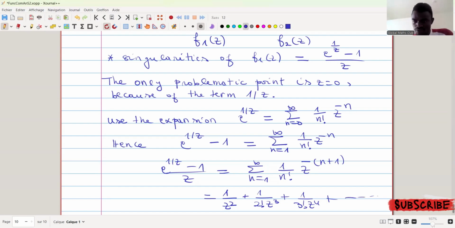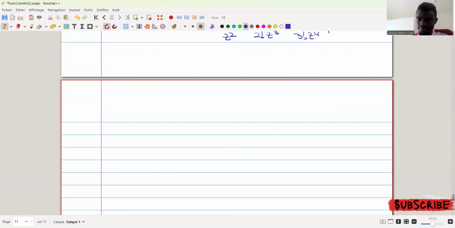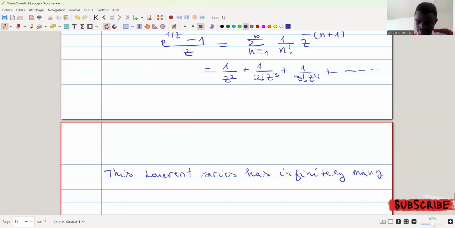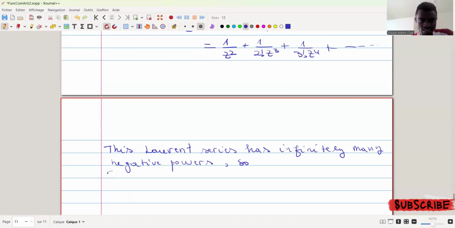So this is the Laurent series. This Laurent series has infinitely many negative powers. So we can conclude that z equal to 0 is an essential singularity of this.